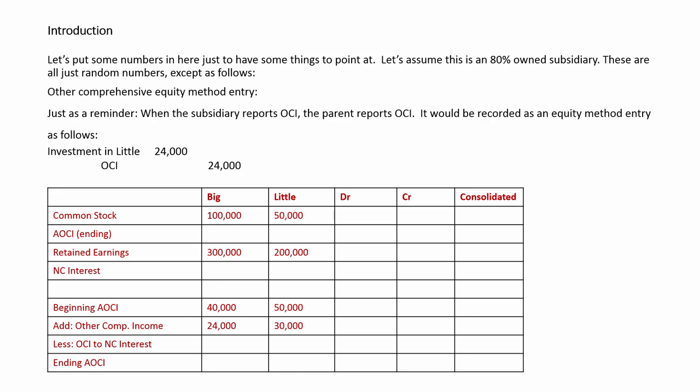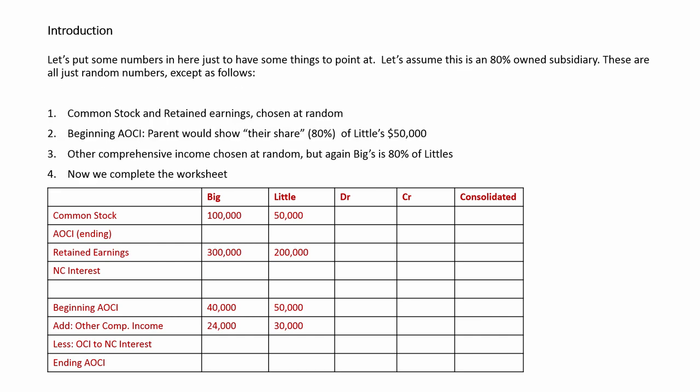And this is going to sort of come back to haunt us when we do our elimination entries. Just as we eliminate the parent's investment income against the investment in Little account in our elimination entries, so too will we have to eliminate this as well. We're going to have to eliminate that $24,000 of other comprehensive income, and we're going to have to eliminate that $24,000 debit to the investment in Little.